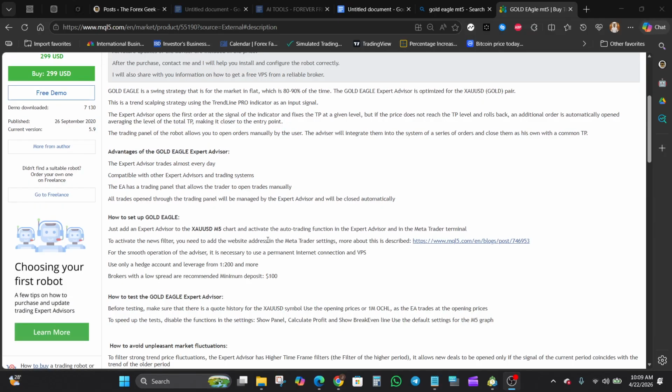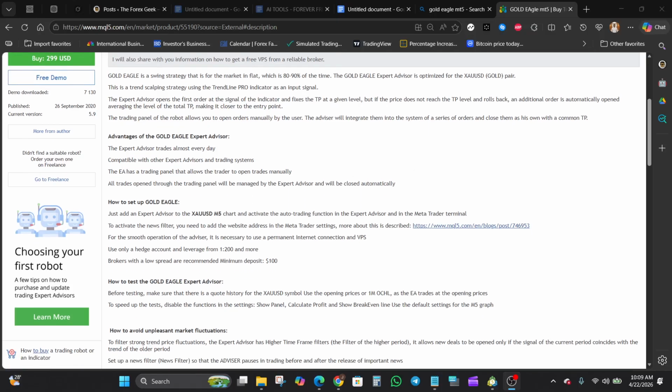So what happens is the EA opens an initial trade based on a signal, right? And if price moves against it, it opens additional trades to improve the overall entry price. The advantage of this approach is that it can recover positions more easily when price pulls back. But the downside is that in strong trending markets, this kind of structure can lead to larger drawdowns because the EA keeps adding into a losing position.